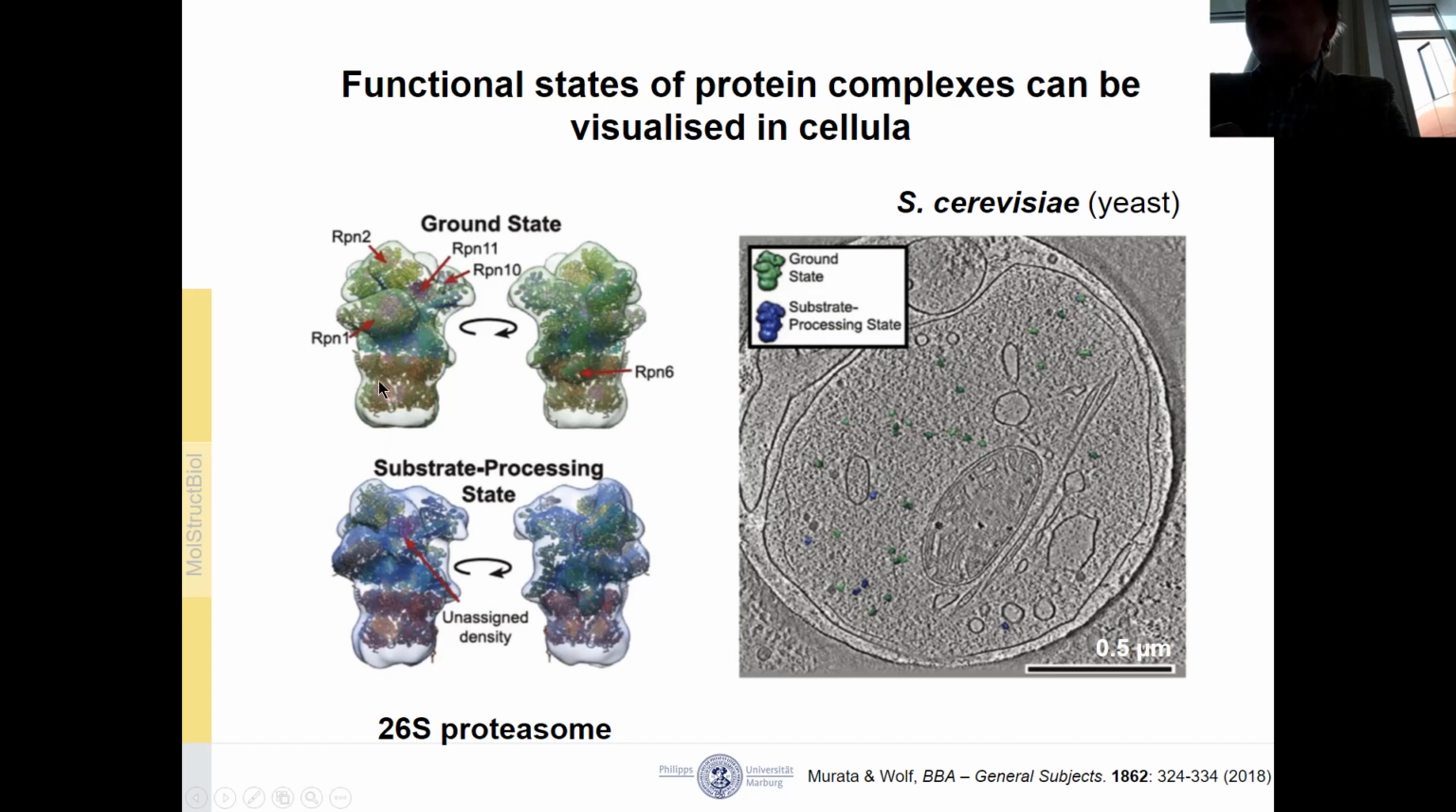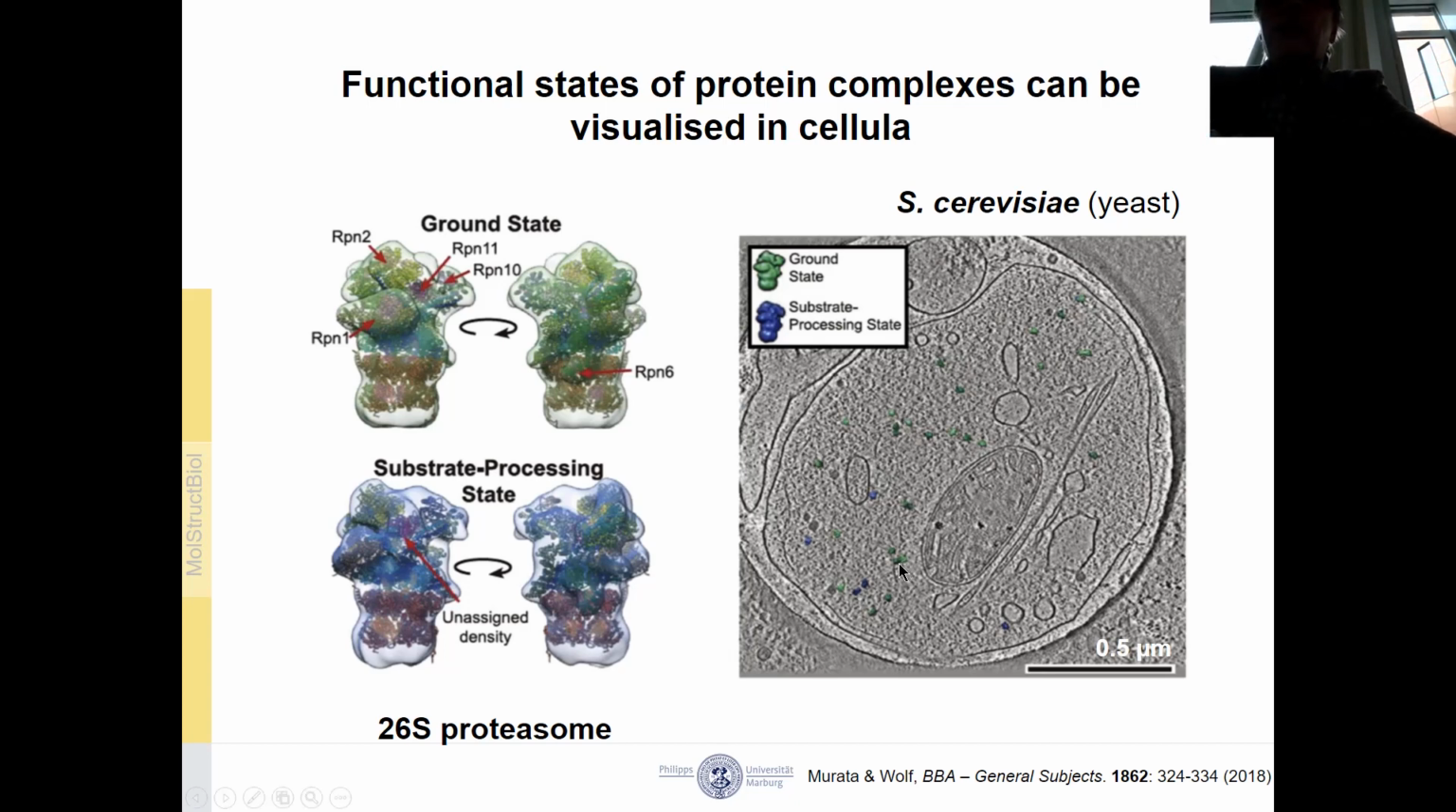These can be discriminated already at pretty low resolution by electron microscopy, and what one can now do is study cells under different cellular stress conditions and quantify all the proteasomes in the single cell, in what state they actually are at the moment. Here, the ground state is in green, and the substrate processing, that means degrading state, in blue. That is pretty cool because you can do this on a single cell level. You can do real statistics on this. You can also learn something about the localization.